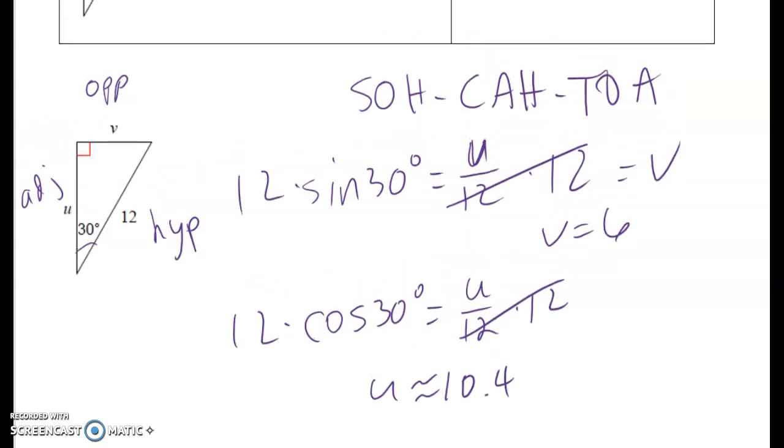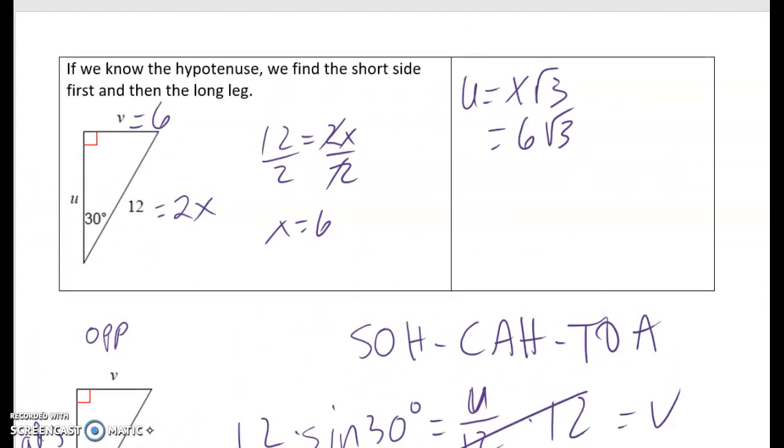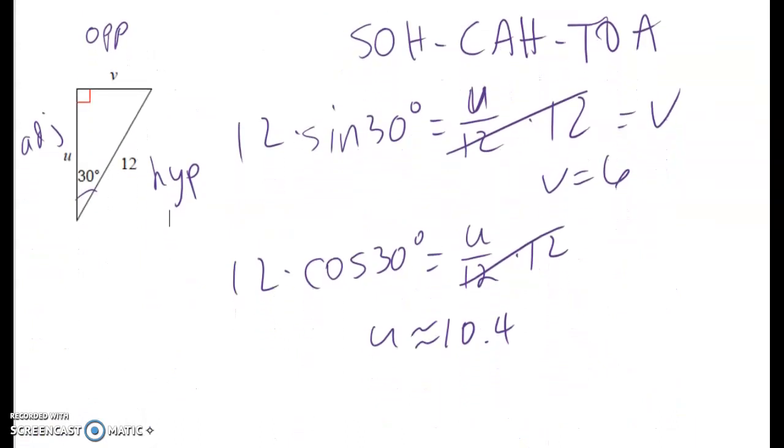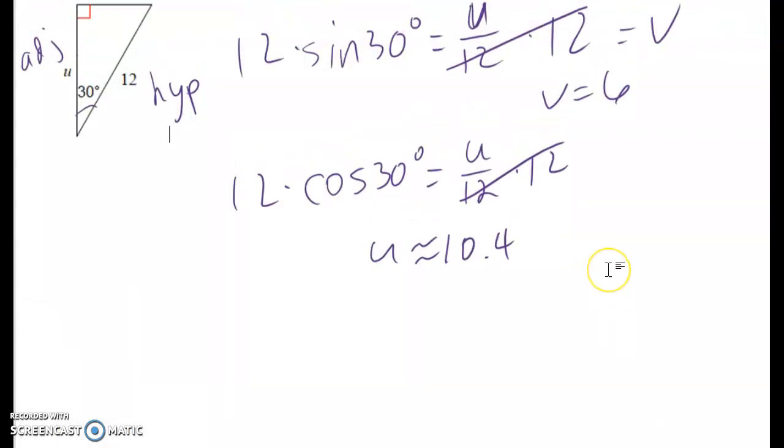In the previous one, when we solved it with the special right triangles, we got 6 and 6 square root of 3. So we have a slightly different answer. We have 10.4 and 6 square root of 3. But if we check that out, if I type in 6 square root of 3, you can see that it's 10.4. It's the same value. Okay? So I'm hoping that makes sense.